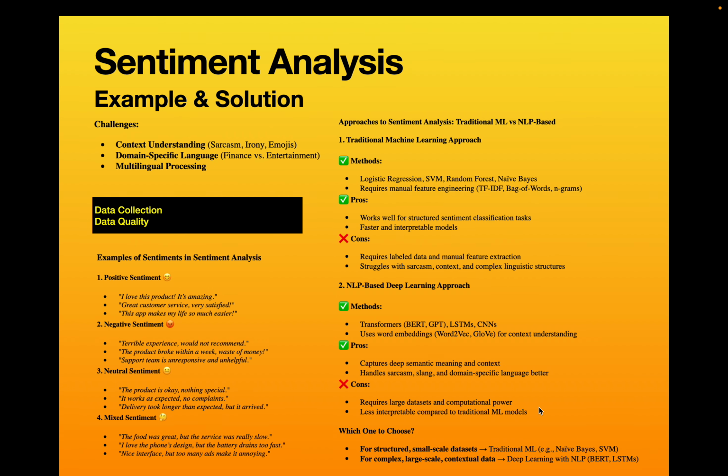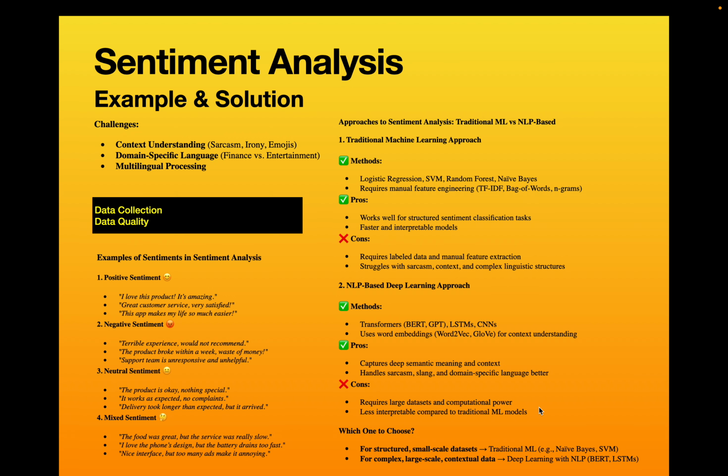So before jumping into sentiment analysis, two things are super important: data collection and data quality. Please make sure that these two things are up to the mark, and if they are not, then you need to make some additional effort to get them done.